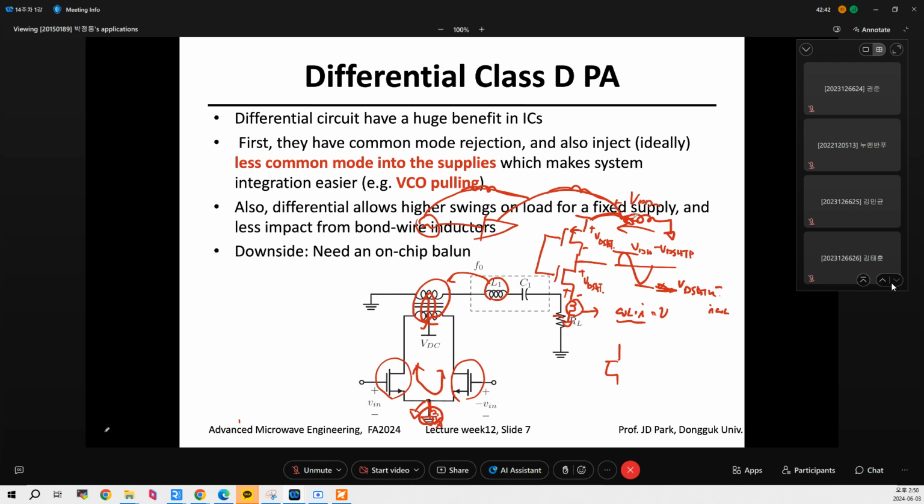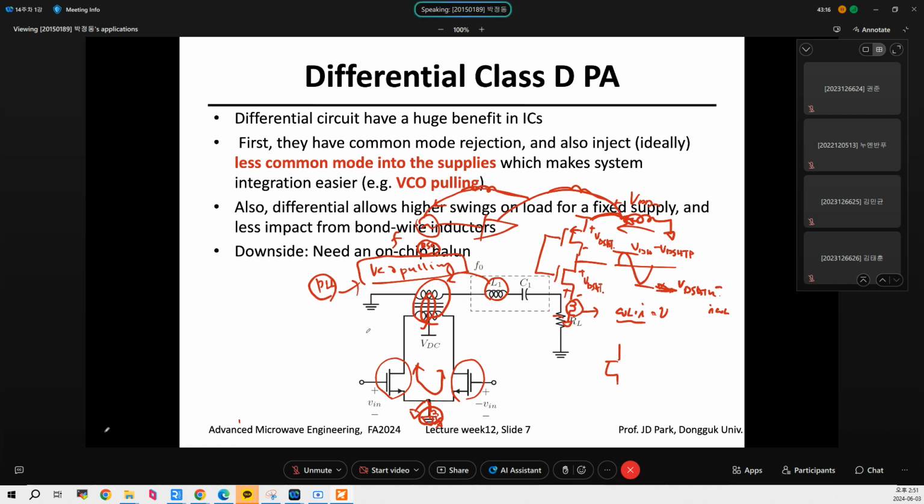So this certain amount of common mode signal will affect the oscillator, which will change the center frequency. This is called VCO pulling. Okay, this is actually very serious. In the old days, when the PLL was not that good, this was a really serious problem in communication systems.